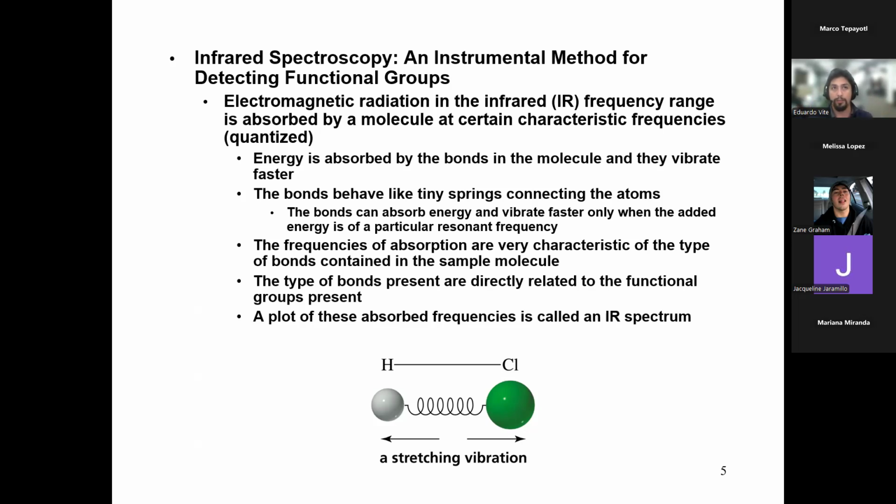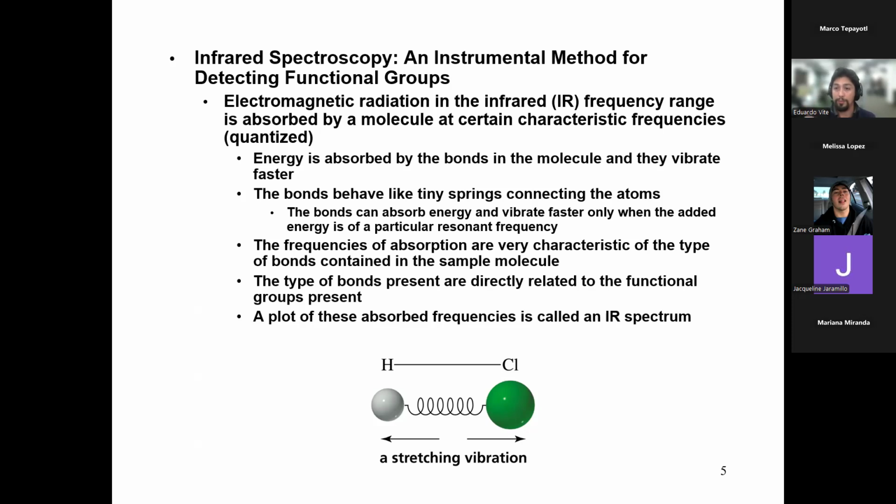More specifically, we have a carbon-carbon bond, and that carbon can be bonded to another carbon. It could be double bonded, it could be triple bonded, it could be bonded to an oxygen, or to a hydrogen. All sorts of these bonds give IR signatures. So in order to understand IR spectroscopy, you have to consider the bonds of a molecule like springs that go back and forth.